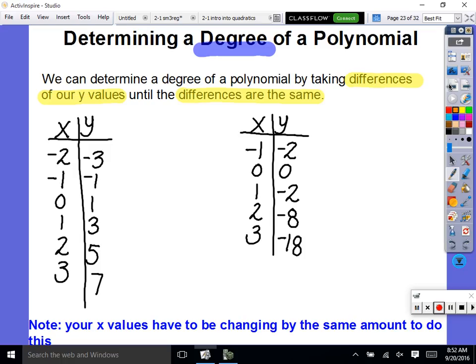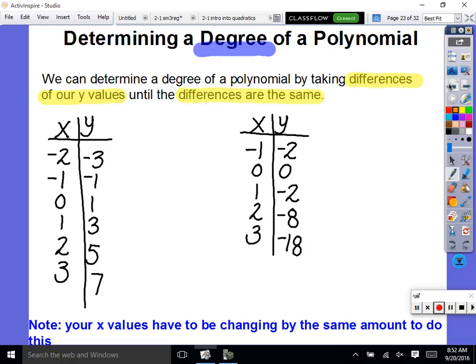Okay, so now I'm going to teach you one new thing. Last thing for the day. We can determine a degree, that means the highest exponent of a polynomial, by looking at our y values. Everybody, every polynomial has a set of xy points, correct? If we have a function, then that's just a bunch of xy points being plotted and connected. Do you all understand that? Okay, awesome. So if we have an xy chart here, we can determine the degree of a polynomial.